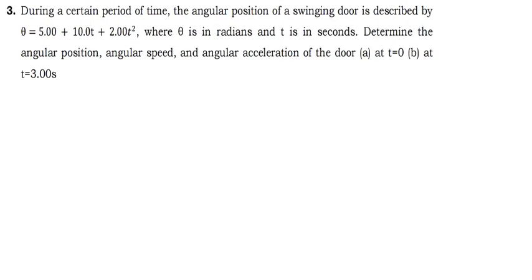So during a certain period of time, the angular position of a swinging door is described by theta equal to 5.00 plus 10.0 times t plus 2.00 t squared, where theta is in radians and t is in seconds. Determine the angular position, angular speed, and the angular acceleration of the door. Part A when t is equal to 0, part B when t is equal to 3.